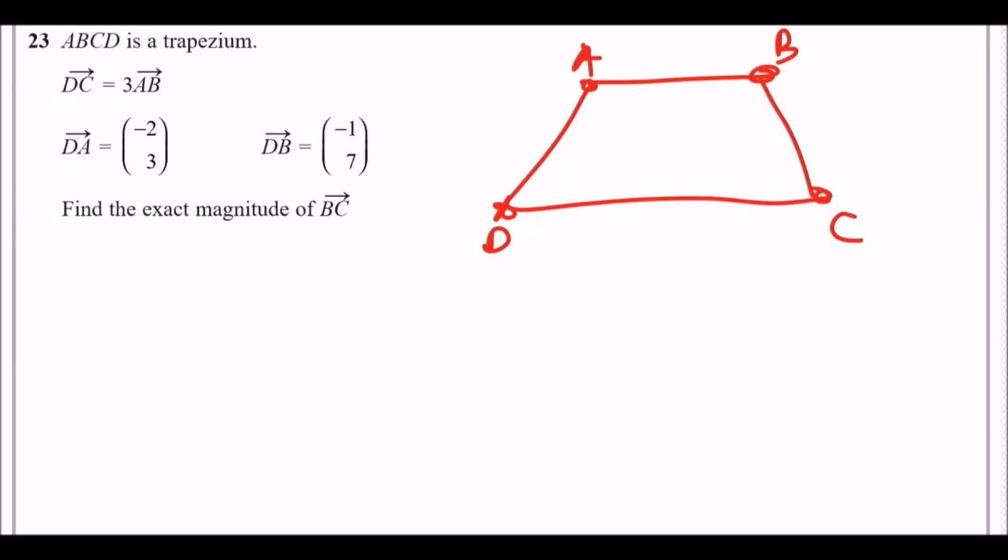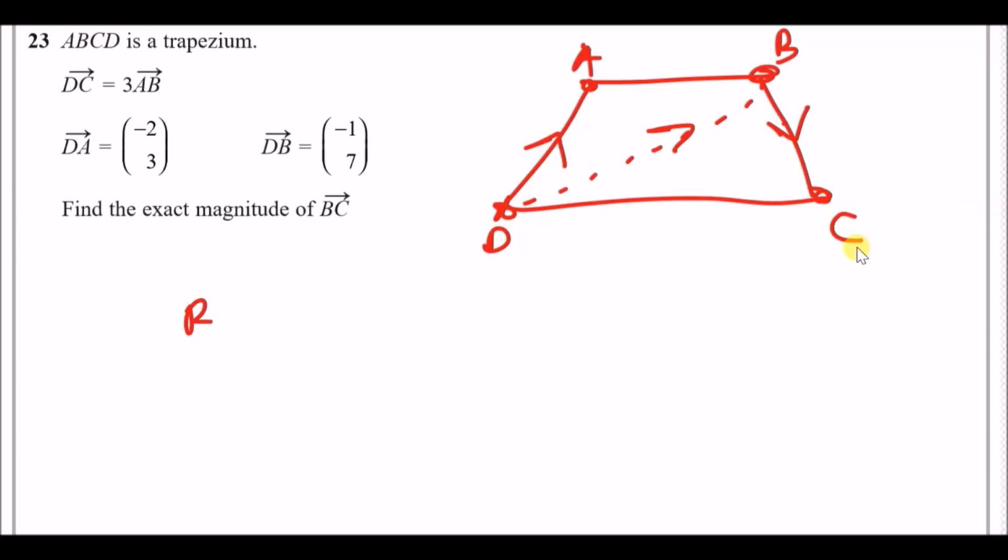So to make it more clear, it's better to put this A, B, and DC. Now, apparently if you go from D to A, which is here, you get this vector, minus 2, 3. If you go from D to B, so all the way across, you go from minus 1 to 7. So it wants us to find the exact magnitude of BC. Well, to get BC, let's have a look. The trick is to travel any possible route until you get to C from B. So what we could initially do is go from B to D and then figure out what D to C is. So let's do that.